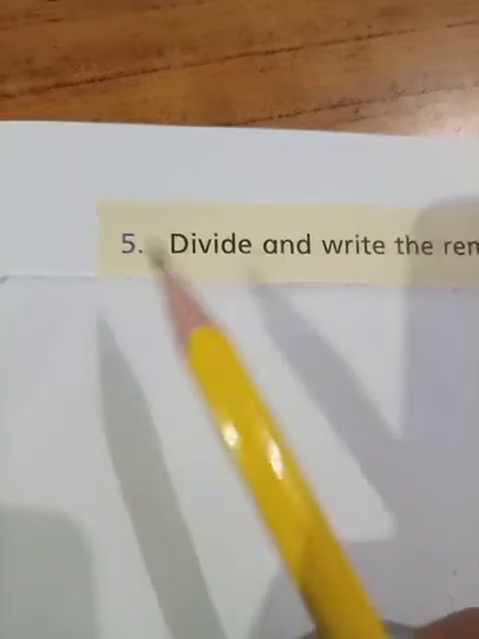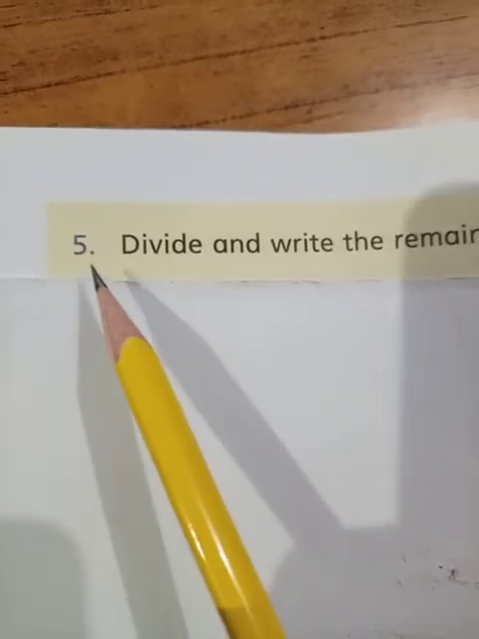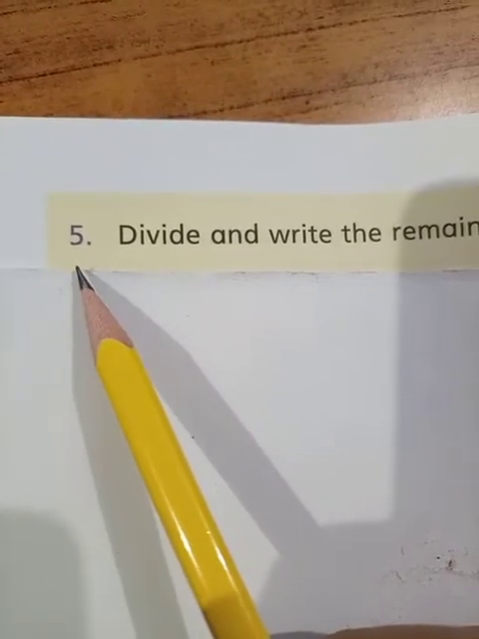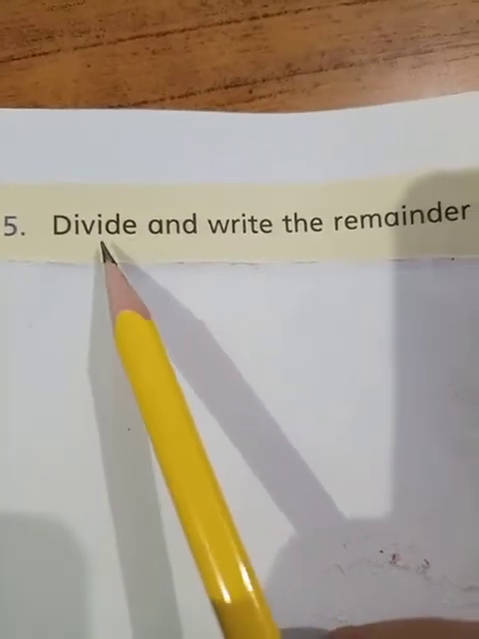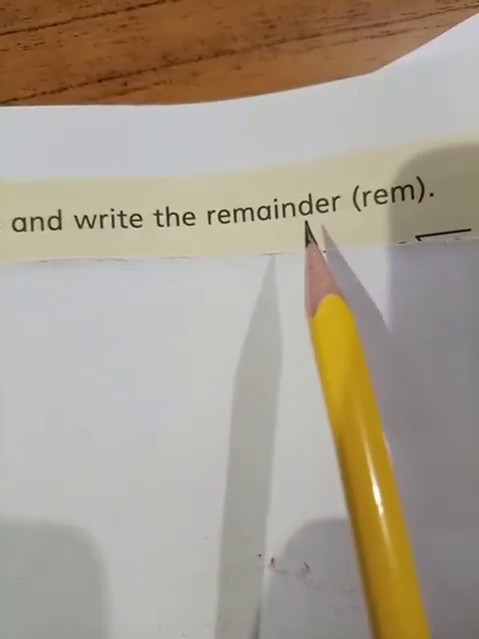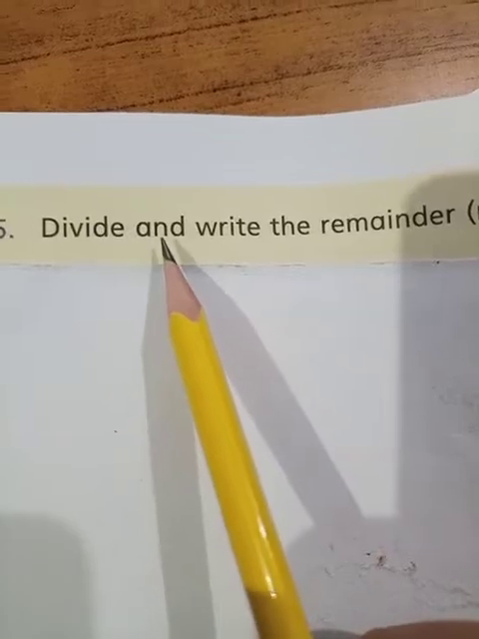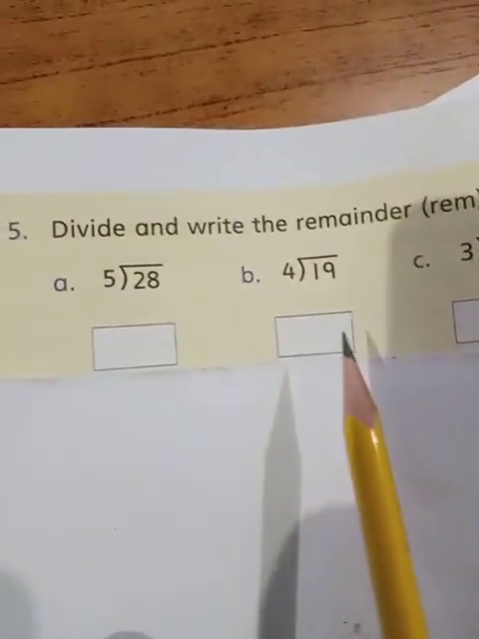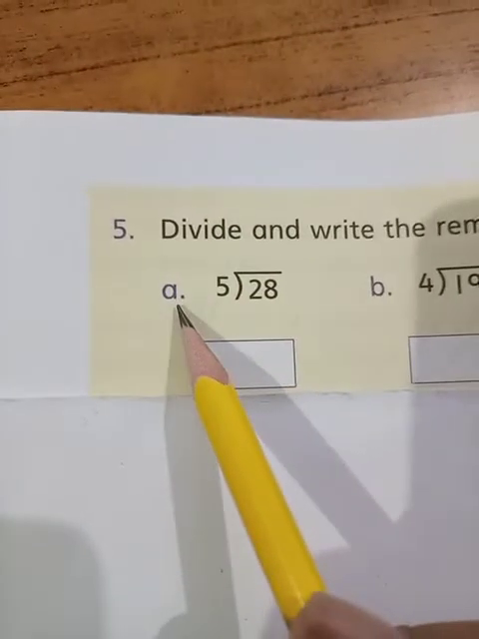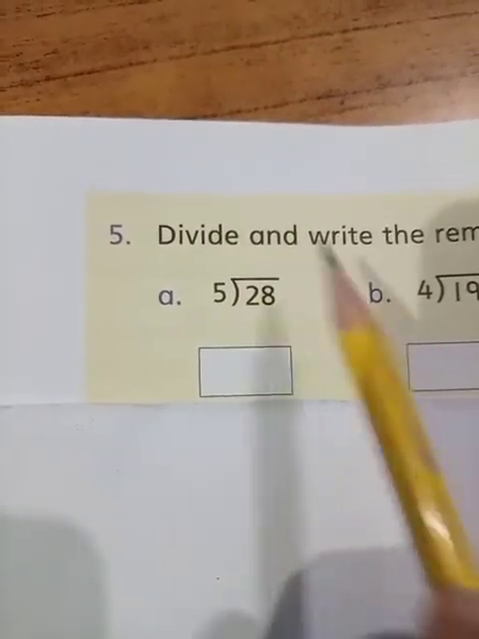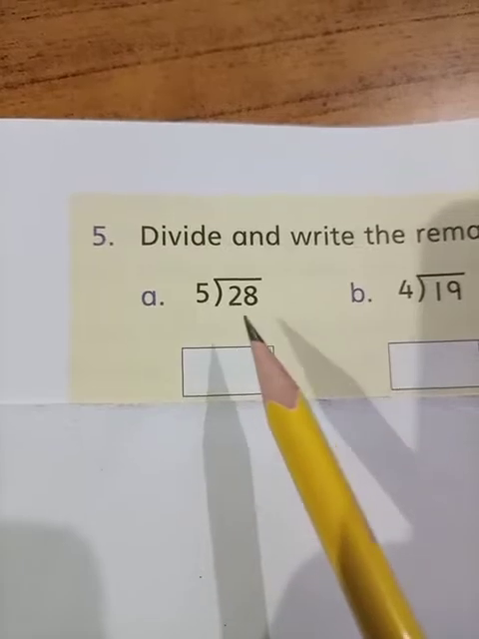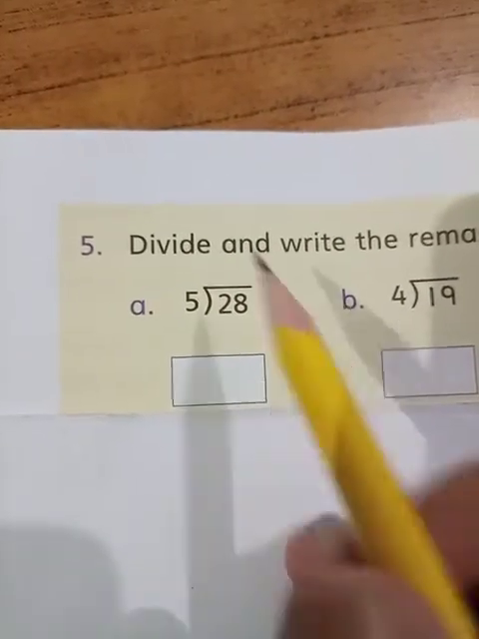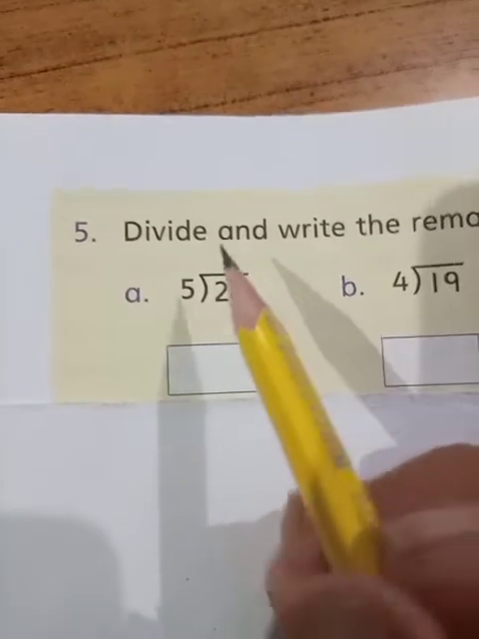Question number 5. Here on page number 94, here is our question number 5. This one is the question in your exercise. So students, in this, divide and write the remainder. You will have to divide the questions first and then write the remainder. Look at this. Here is our first part. I am telling you these questions because they are related to our topic, and you will have to solve the remaining questions by yourself as your homework.